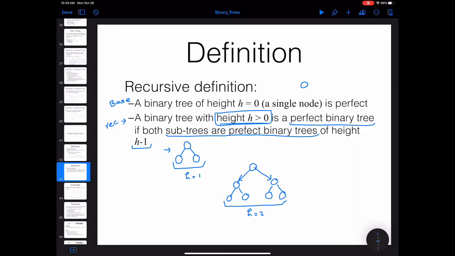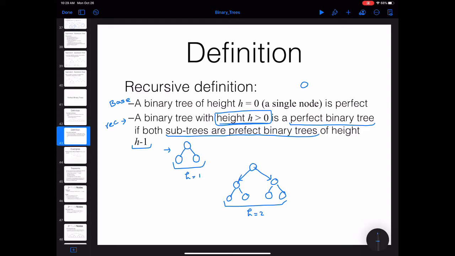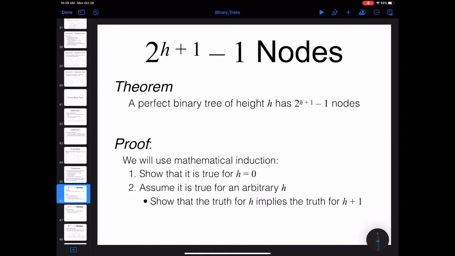So this recursive definition simply is going to help me to prove this theorem, that in a perfect binary tree of height h, the number of nodes is going to be 2 power h plus 1 minus 1. How I'm going to prove this? I'm going to exactly use that recursive definition. When you have a recursive definition, you can do your proof using induction.